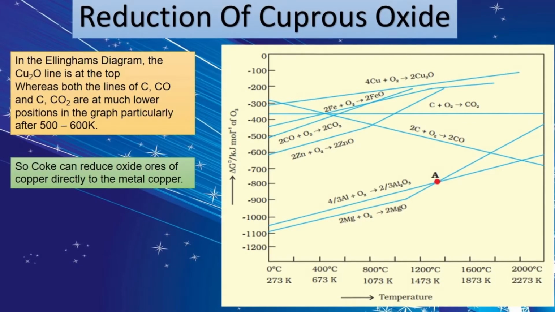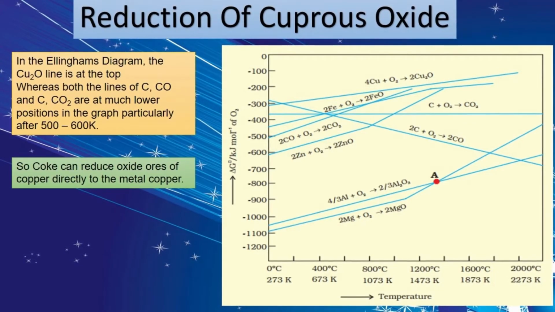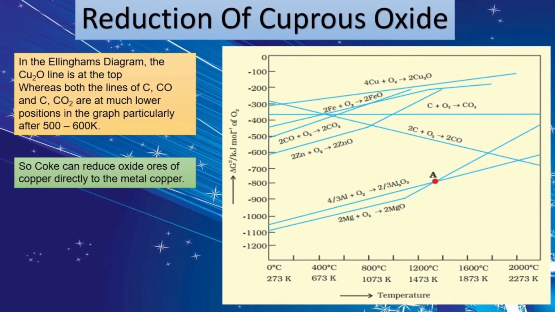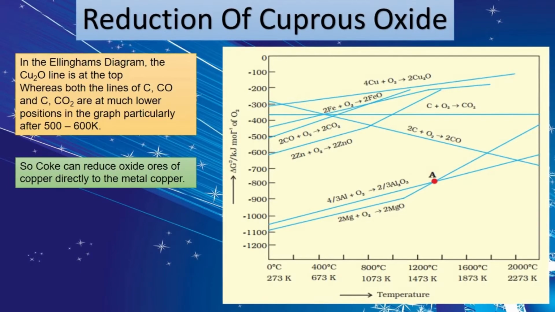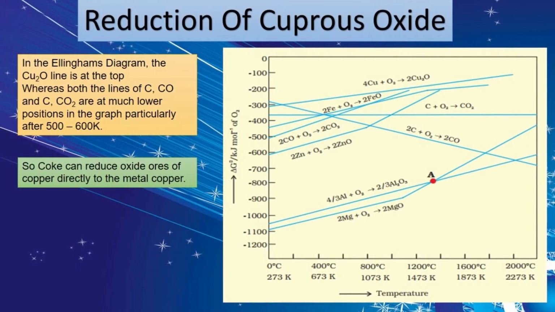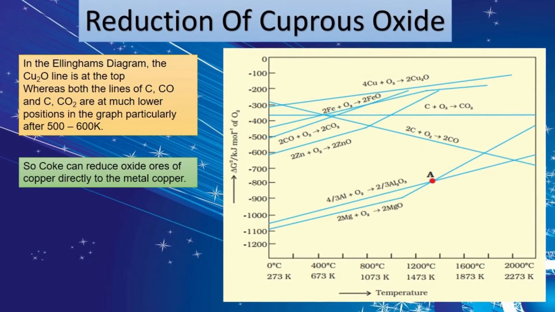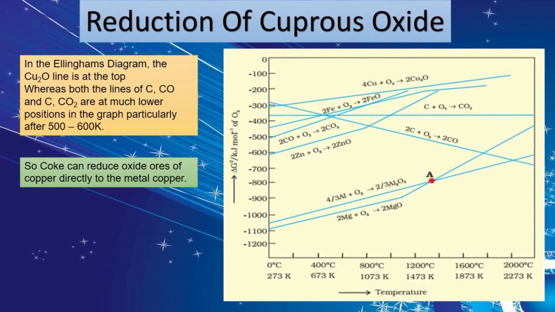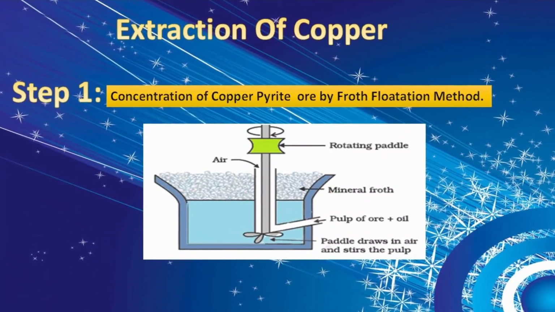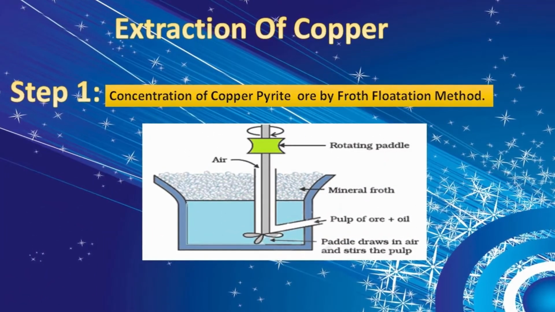Now you may ask why coke should be used as a reducing agent, why not other metals? The answer is coke is the cheapest and most abundant reducing agent. So when you use coke as a reducing agent, the extraction process becomes more profitable. Now let's see the various steps involved in the extraction of copper.